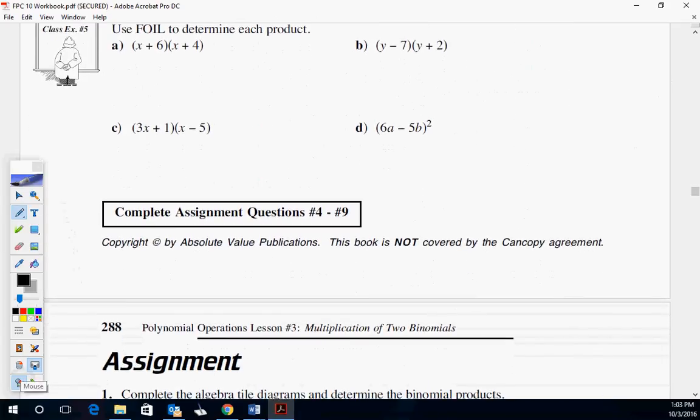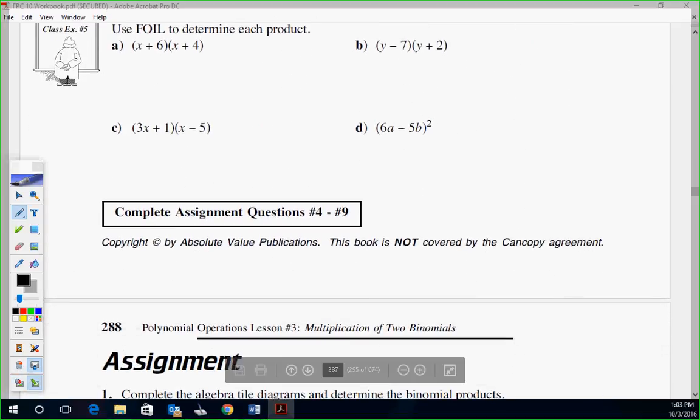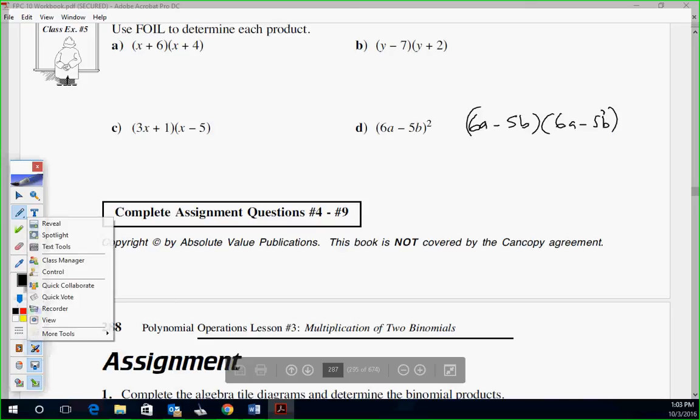Okay, with D, don't freak out. What does a square mean? It just means there are 2 of them. So this means you can write it twice and FOIL it. That's what squared means, right? 2 of the same thing times itself. So that's what that means there, okay? Go ahead and try that. I'll pause the video here.